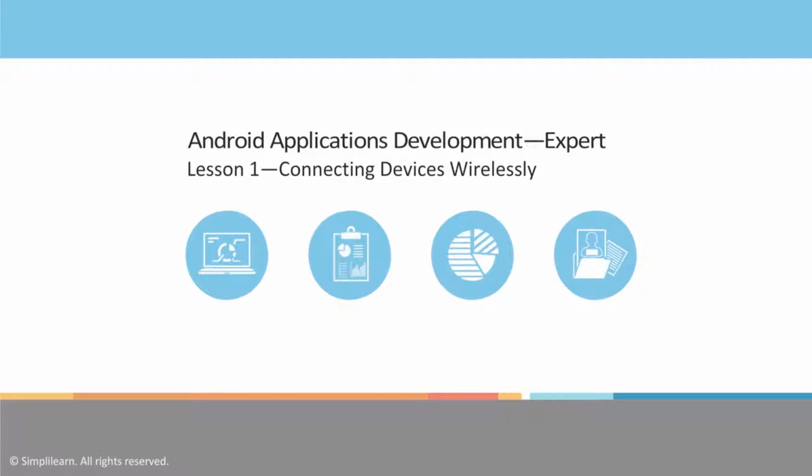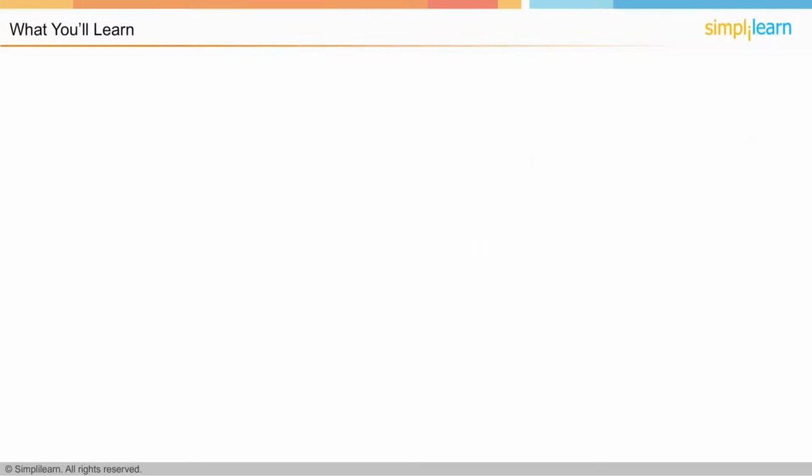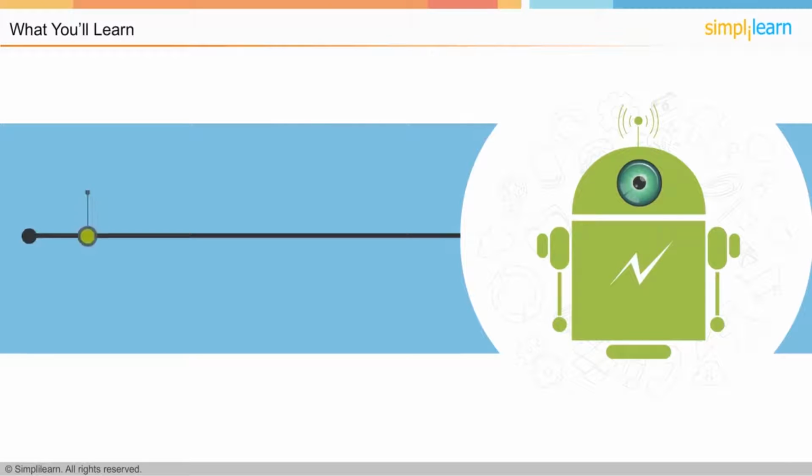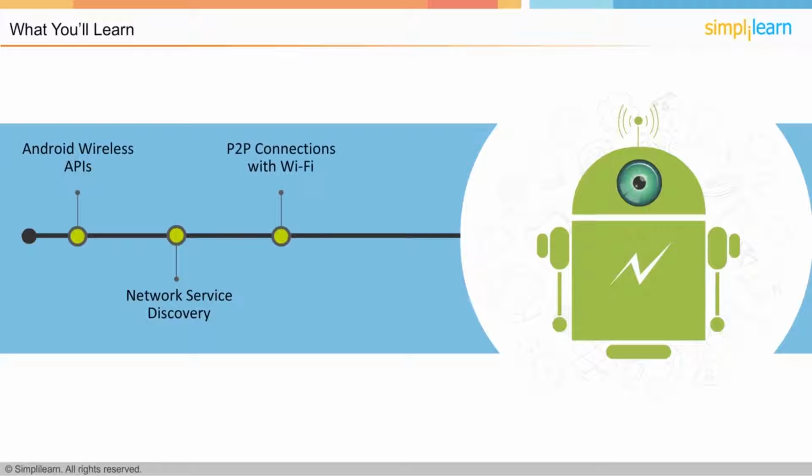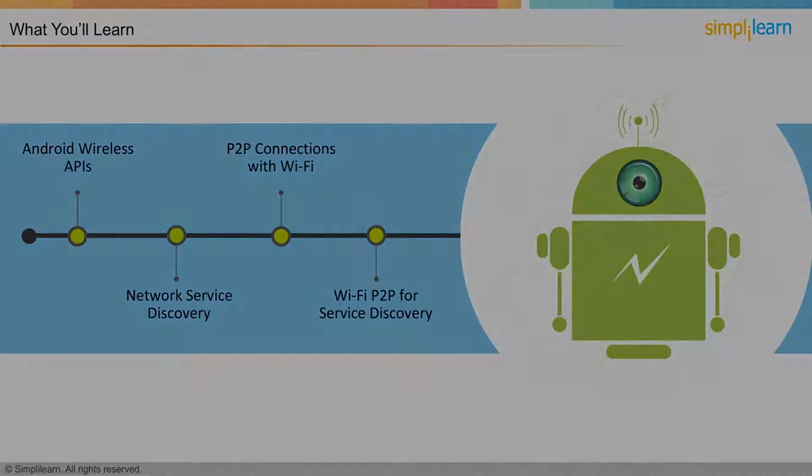In this lesson, we will discuss connecting the Android devices wirelessly. By the end of this lesson, you'll be able to define the Android wireless APIs, explain the steps involved in network service discovery, describe the process of P2P connections with available Wi-Fi networks, and describe the steps involved in setting up Wi-Fi P2P service publishing and discovery.